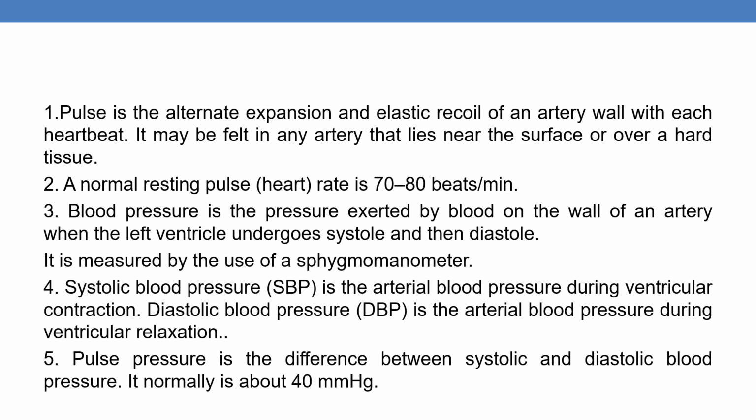Next, systolic blood pressure, SBP, is the arterial blood pressure during the ventricular contraction, and diastolic blood pressure, DBP, is the arterial blood pressure during the ventricular relaxation. And what is pulse pressure? Pulse pressure is the difference between the systolic and diastolic blood pressure. It is normally 40 mmHg.